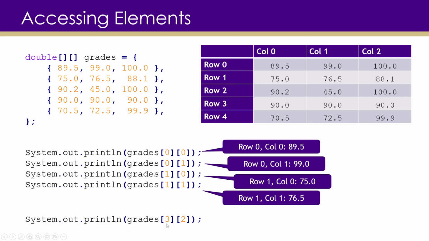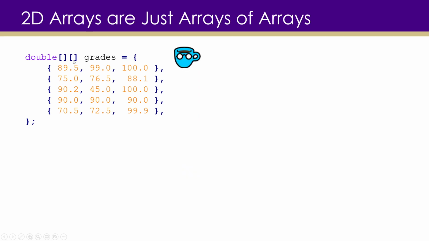So if you look at this, what will this value be? Well, this is saying we'll go to the grades array and look at row 3, column 2. Row 3, column 2, and that is the value 90.0. Just like that. It matches how we declare and initialize it: row followed by column. And guess what? 2D arrays are really just arrays of arrays.